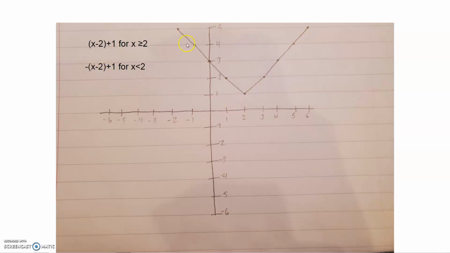When x is less than 2, however, it's going to be negative x minus 2 plus 1. So it's that line right there. That's how you write it as a piecewise function. How do you graph it?